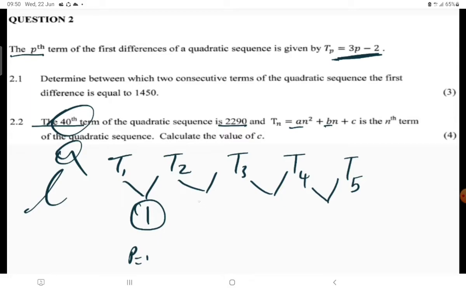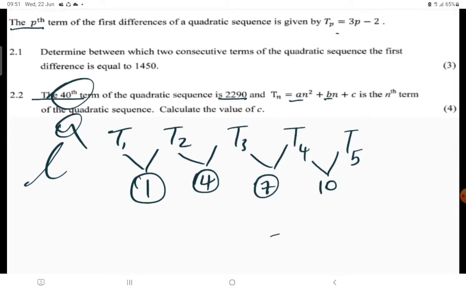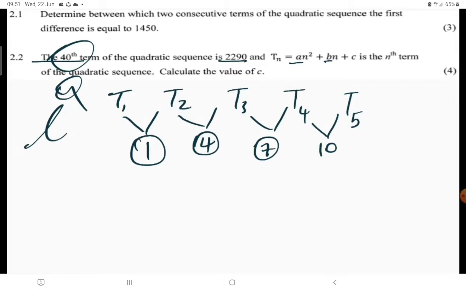Now let's find the second one, which means when P is equal to 2. When P is equal to 2, we get 6 minus 2, which is just 4. Then let's find another one. When P is equal to 3, we have 9 minus 2, which is 7. You can continue and we get 10 there, because 12 minus 2 is 10. So we have these terms.